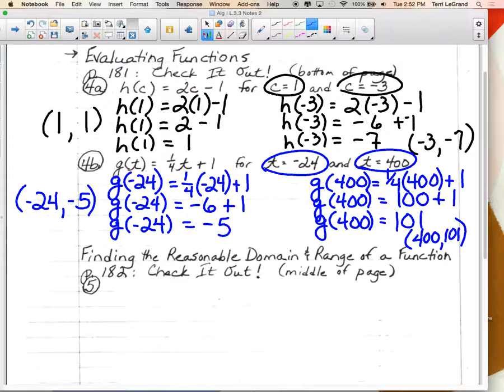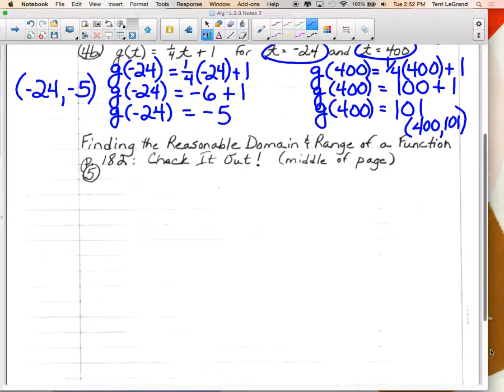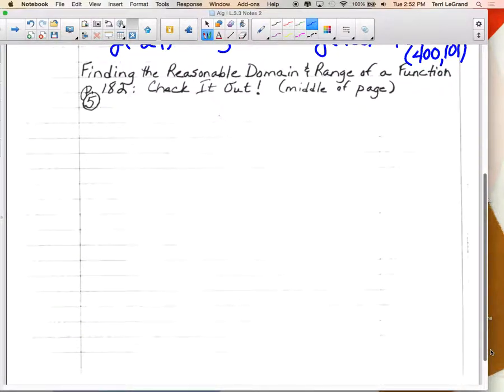Okay, again, there's examples in the book also to help you out with that if you're having trouble when you're not in here. Okay, our other learning goal is finding reasonable domain and range of a function. You need to turn your page to 182 and approximately the middle of the page. We're going to do Check It Out problem number 5. So read that problem and first of all decide what would the independent variable be and what would the dependent variable be. So read it in your books, not up on the board.